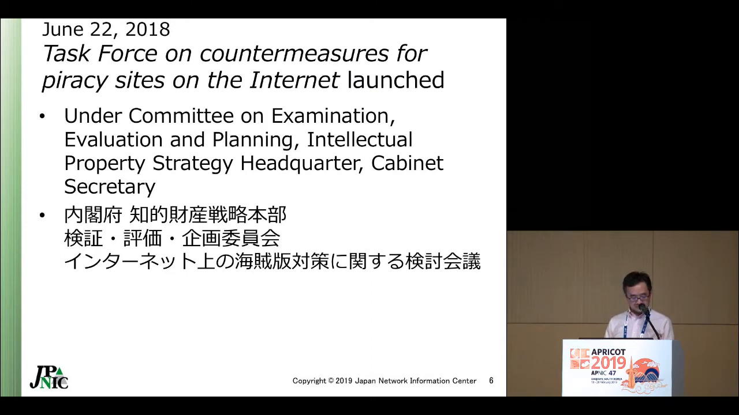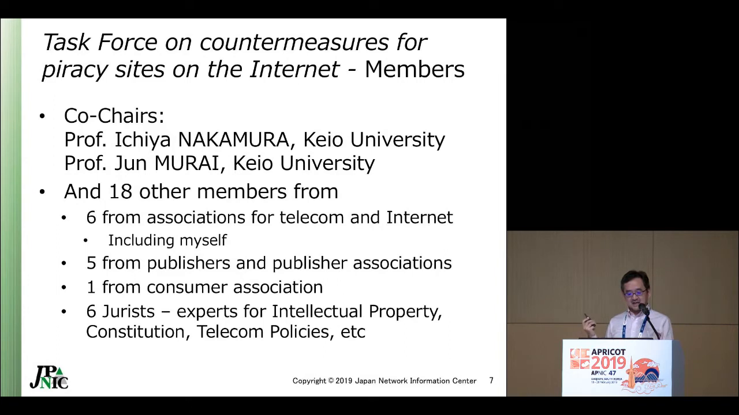On June 22nd, a new task force was formed, named the Task Force on the Countermeasures for Piracy Sites on the Internet. It was launched under the Committee of the Examination, Evaluation, and Planning of the Intellectual Property Strategy Headquarters of the Cabinet Secretary. The task force was chaired by two co-chairs, Professor Nakamura of Keio University and Professor Jun Murai, as you know well, of Keio University.